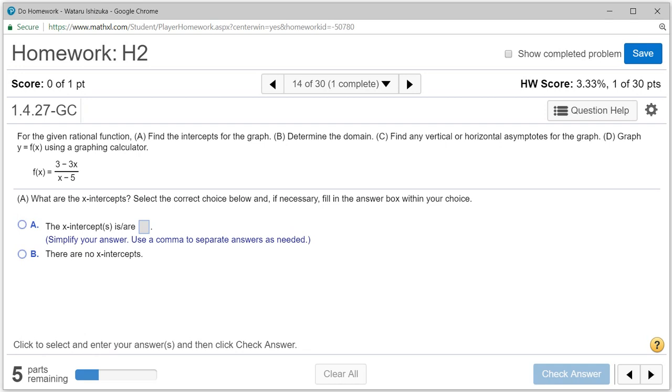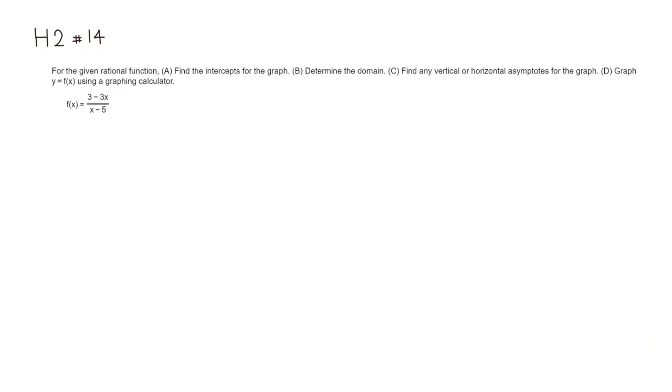Alright, let's look at homework 2, problem number 14. We have this rational function given, and for part A we want to find the intercepts. Let's do that. We want to find the x-intercepts, so all you have to do is set the function equal to 0. Then all we have to do is make sure that the numerator is 0.